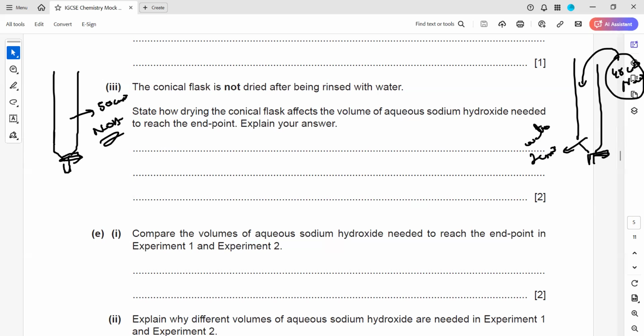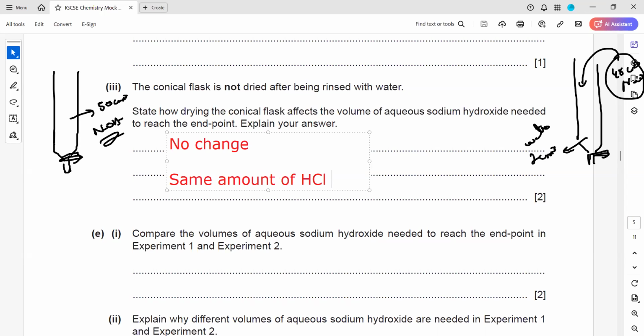First thing you will mention, the amount needed will not change. You can say that because the water is not a reactant, or water is not reacting with an alkali, or you can also say that the same amount of acid is added in both experiments, like the same 25 cm cube of acid. So 1 mark is for mentioning no change, and 1 mark is for mentioning the same amount of hydrochloric acid is used in both experiments. Like we use 25 cm cube of hydrochloric acid in both experiments. That's why.